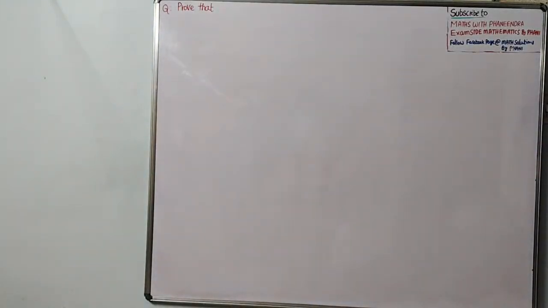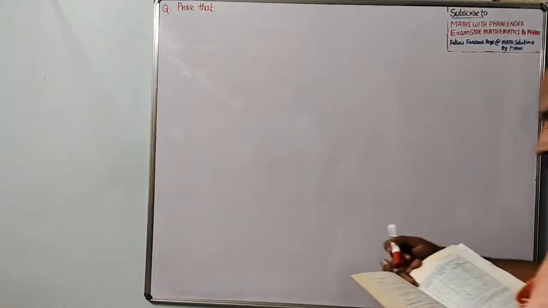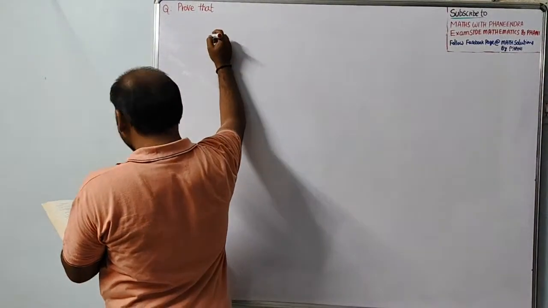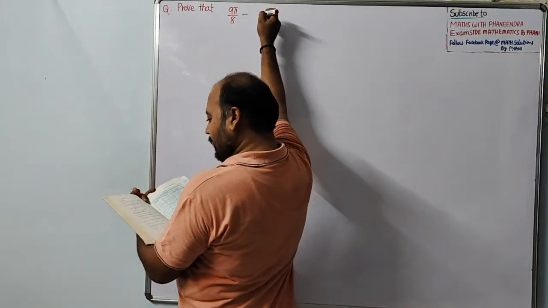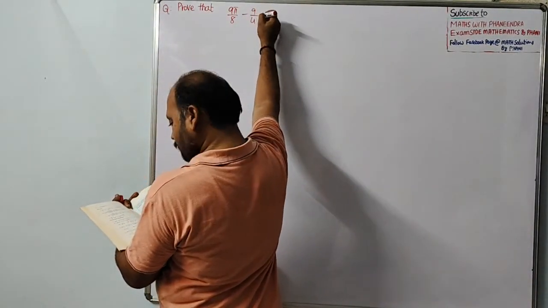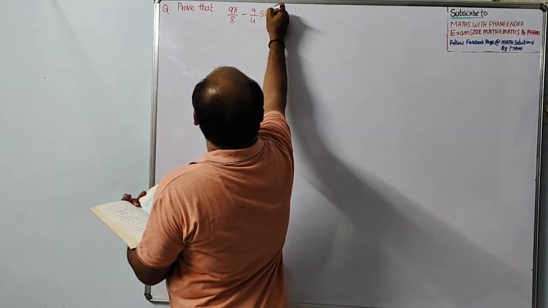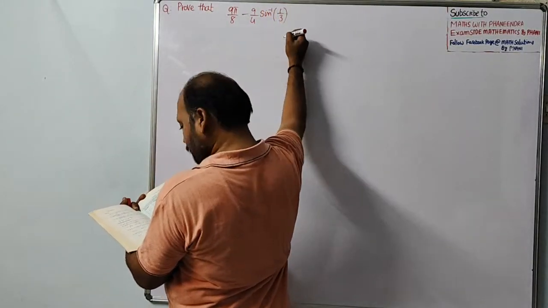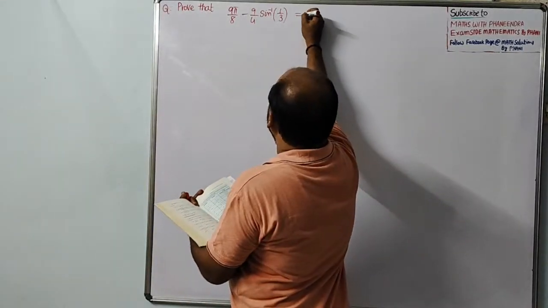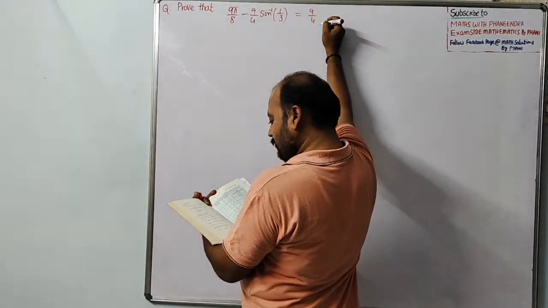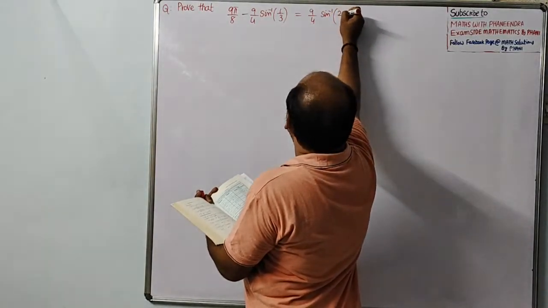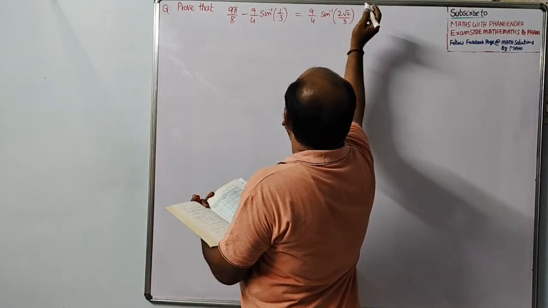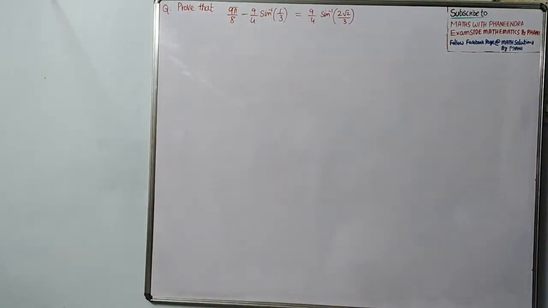The question is, prove that 9 pi by 8 minus 9 by 4 sine inverse of 1 by 3 is equal to 9 by 4 sine inverse of 2 root 2 by 3. So how can we do this?